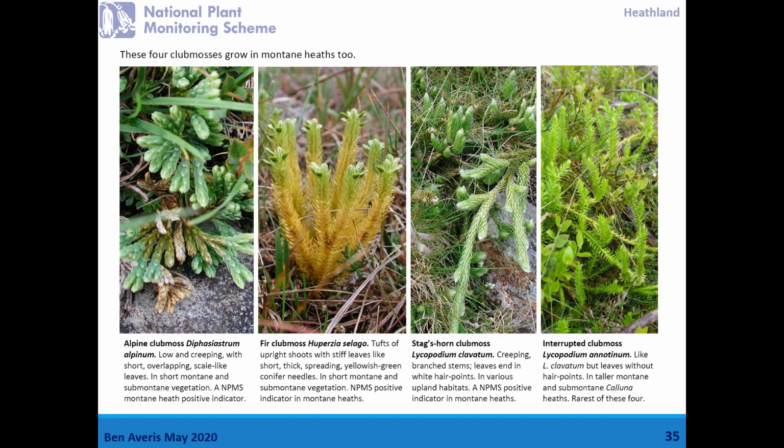Nothing else like that. The interrupted club moss, which is not a common plant, more of a scarce upland heathland plant, is similar to the stag's horn club moss, but the leaves don't have white hair points. That's the main difference. Its leaves are very similar to the leaves of the fir club moss, but as you can see, the growth form of the plant is very different because the interrupted club moss sprawls around. It creeps, it's creeping and branched. And so, yeah, those club mosses.